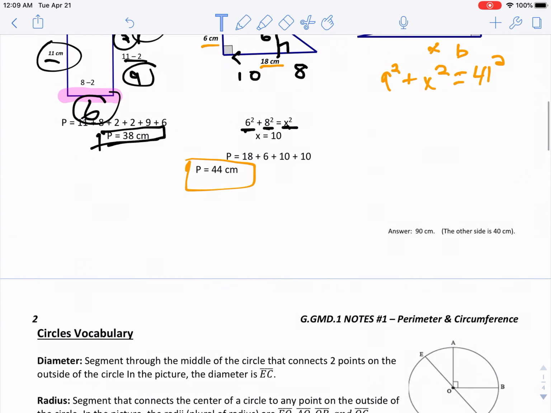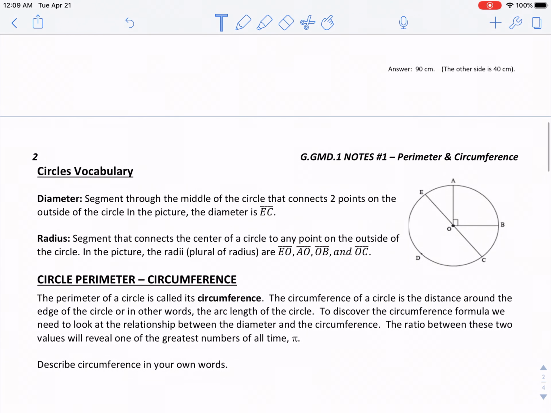All right, that's perimeter. Now, a couple small things about circles before we go into circumference. We need to know what diameter means, and we need to know what radius means. Actually, I'm going to do radius in a separate color. We need to know diameter, and we need to know radius.